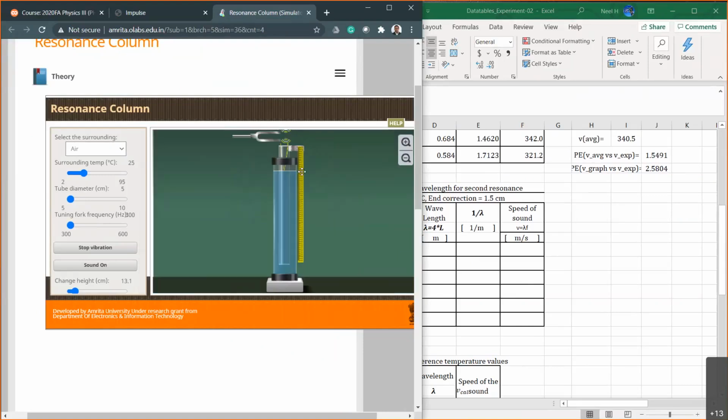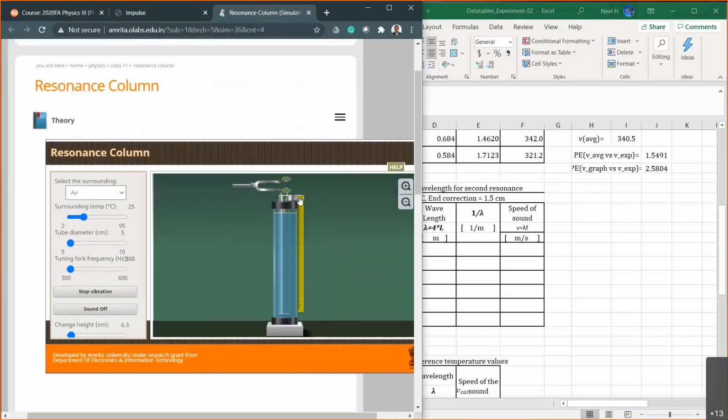Okay. Let's bring this tube back all the way to the minimum length point, and then switch on the vibration right here. Sound should be on, and then let's bring this up slowly to see whether I can get the second resonance. That means I should hear first that high noise, and then it should disappear, and then it should appear again. Okay, so that's what we're observing. Let's see whether we can get that.